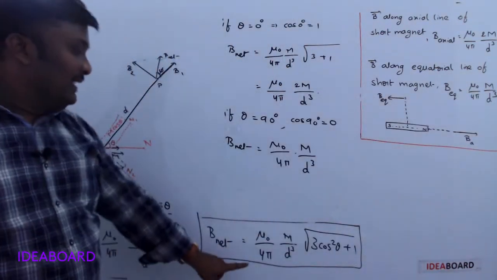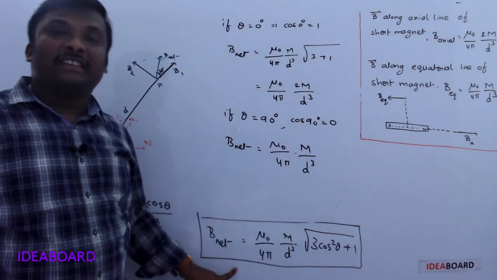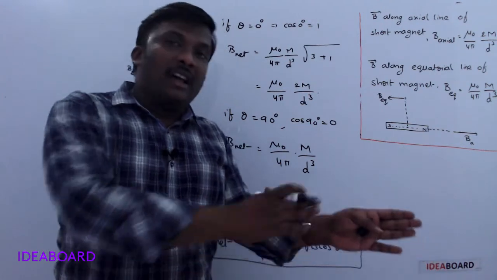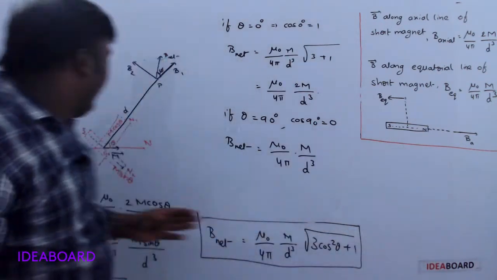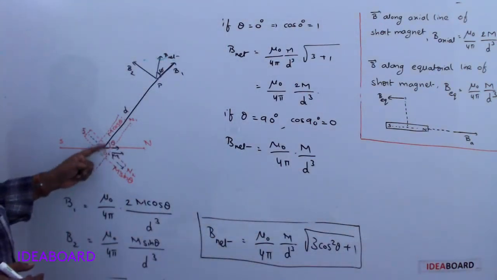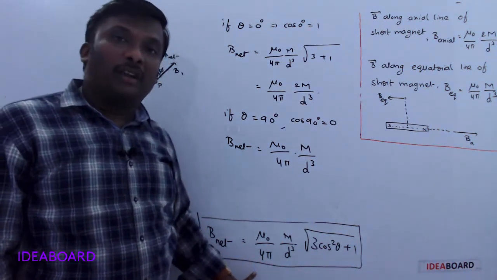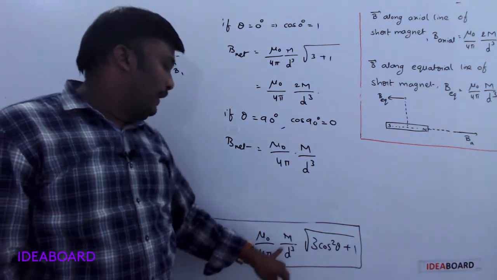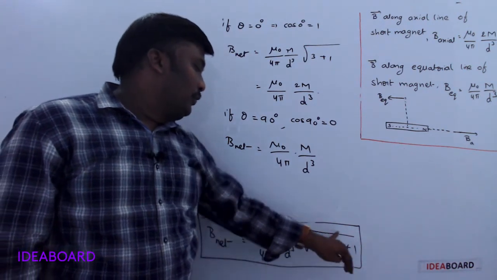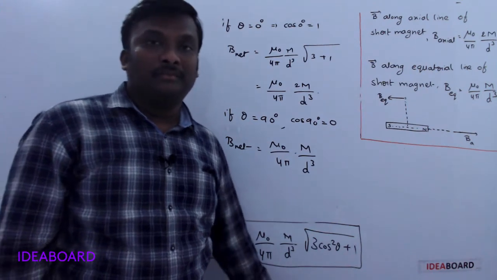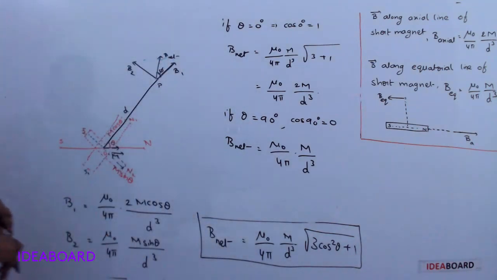That indicates this formula is the generalized formula. You can apply this formula along the axial line or along the equatorial line or at any angle with respect to the magnet. You can just remember one formula, that is mu naught by 4 pi into m by d cube into root over 3 cos square theta plus 1. Understand?